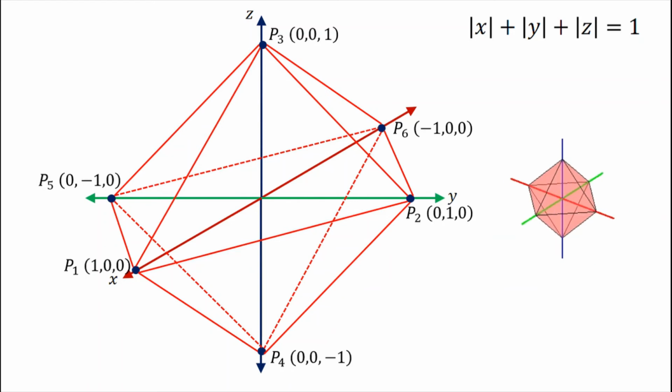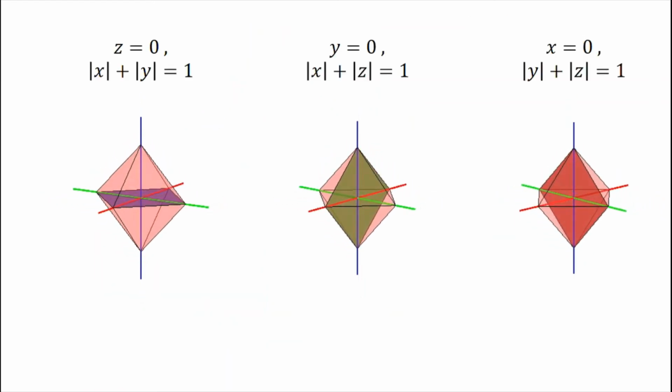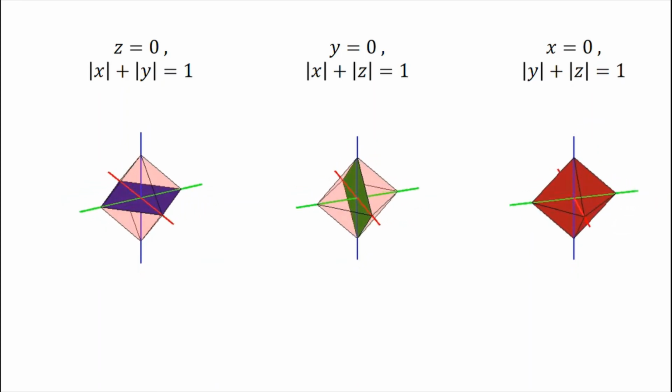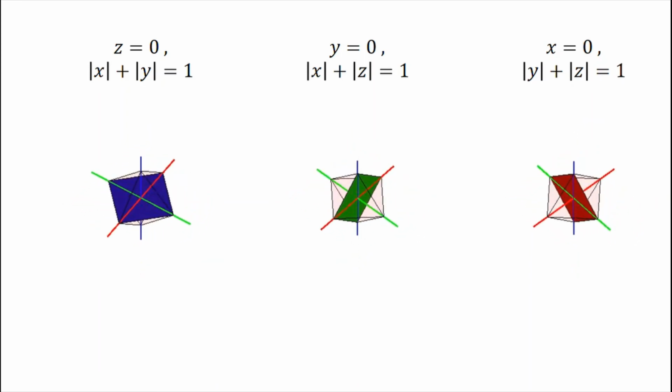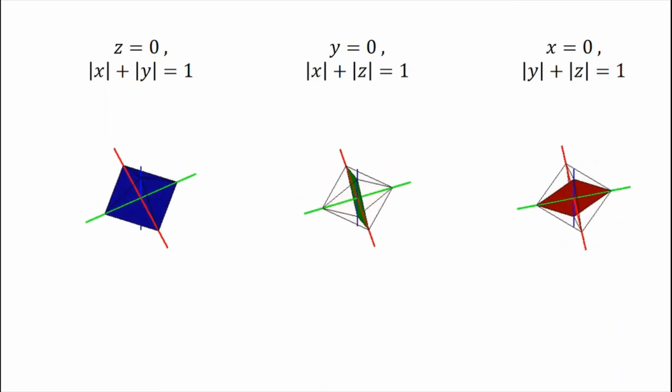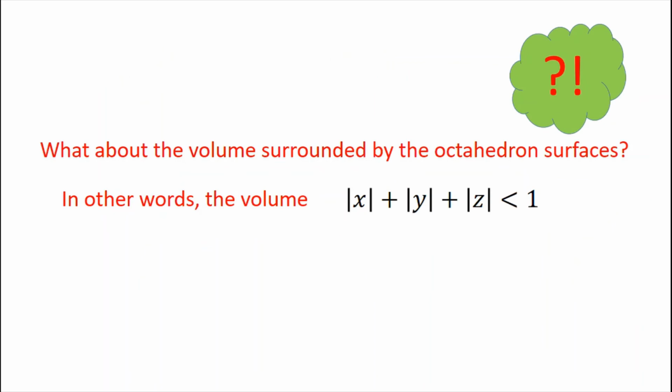The projections of this equation in the principal planes are squares with diagonal length 2 and edge length equal to square root of 2. But, what about the volume surrounded by the octahedron surfaces?